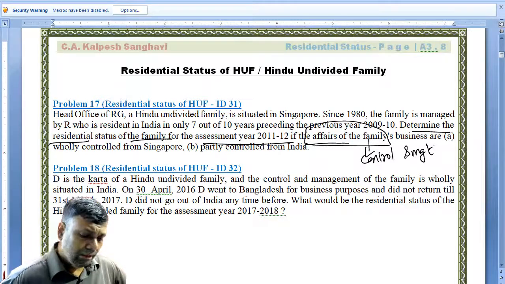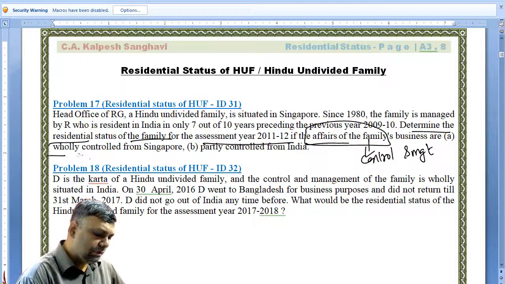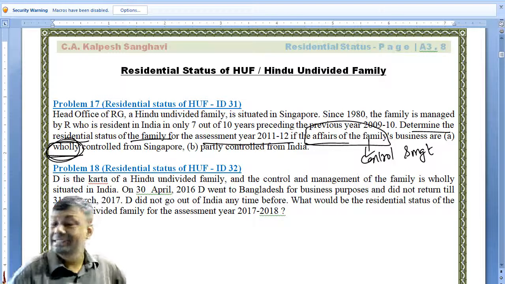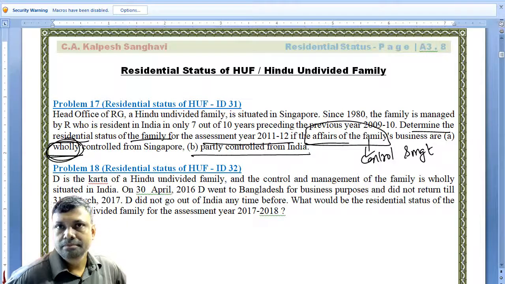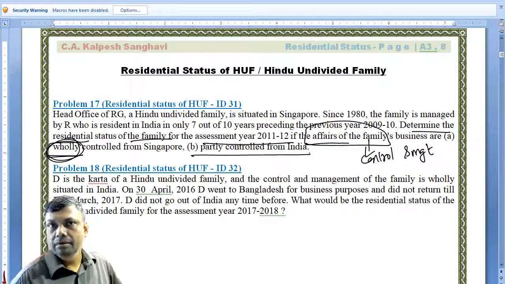So, affairs of the family business are wholly controlled from Singapore. The word wholly means the entire core decisions of the business are taken from Singapore, or partly controlled from India. So, you can say partly from India. That means it's not clear whether it is wholly from India or wholly from Singapore, but it's partly.